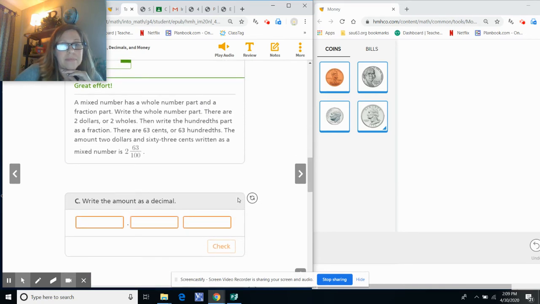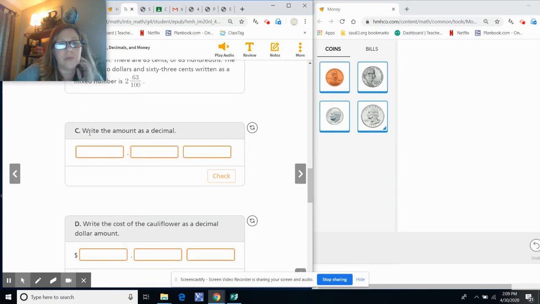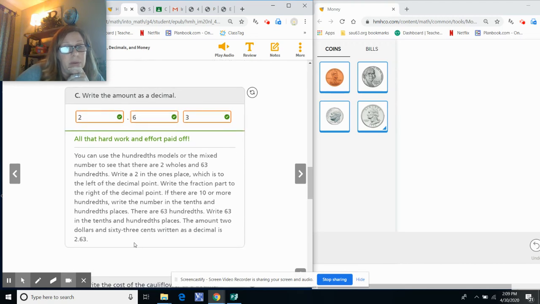All right. Let's take a peek at this one. Write the amount as a decimal. So in this case, do we have any whole number? We do have a whole number, and it happens to be 2. And then out of 100, so we need to use both of these place value positions on the other side of the decimal to represent the 63. That 3 falls in the hundredths place value position, so we know that it's going to be out of 100. So let's check it. And we would be correct.